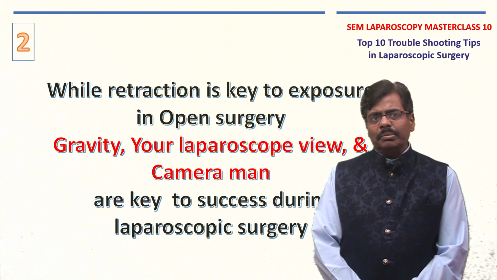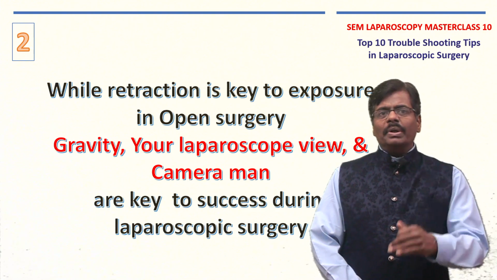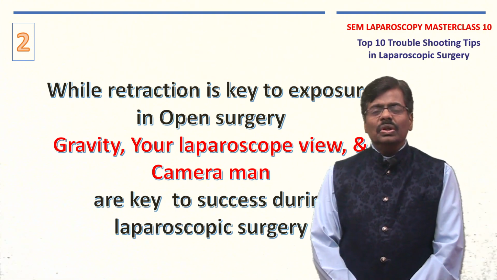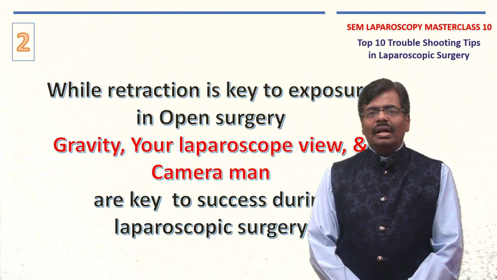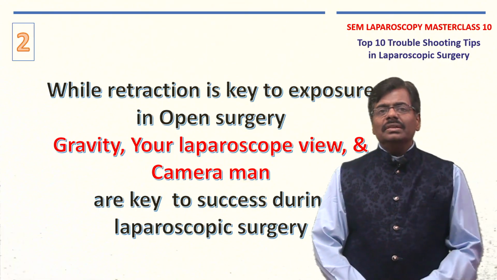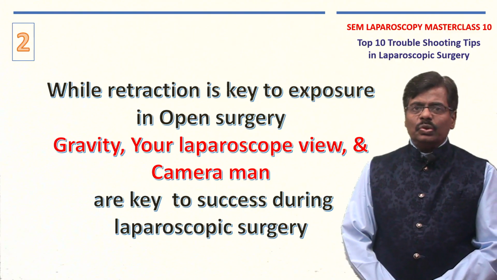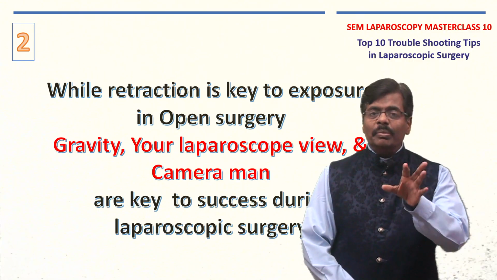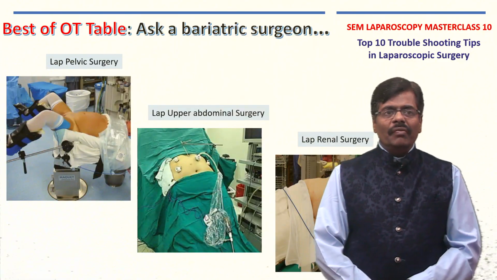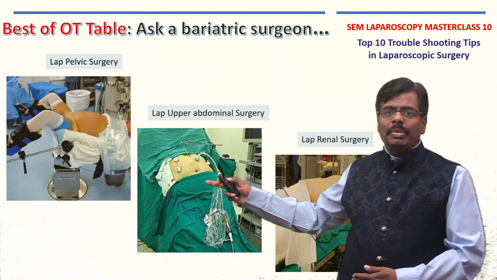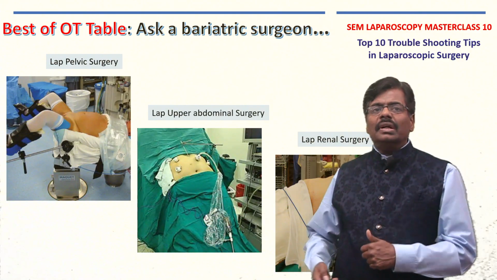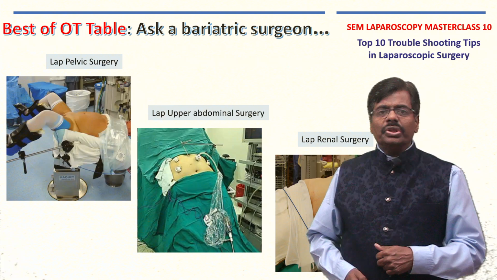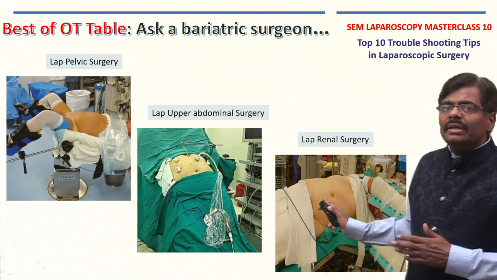Coming to the next tip, in open surgery we know how important the retraction is, and you do all the retraction painfully. But as far as laparoscopy is concerned, it is only the gravity and the view you are getting with the laparoscope, whether it is a 30-degree or 0-degree, and your assistant, of course, who are going to make a lot of difference. For example, if it is a pelvic surgery, just put them in a Trendelenburg position. If it is upper abdominal or bariatric surgery, a steep head-up position, or renal surgery or spleen, lateral position.